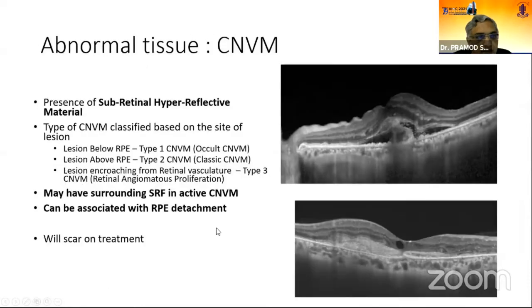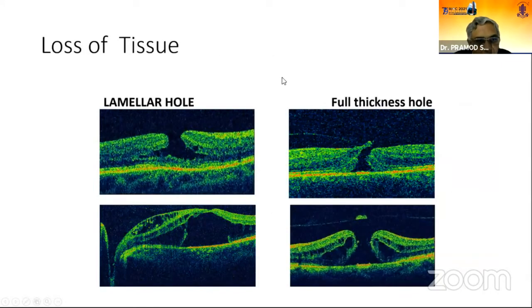fluid around it. Abnormal tissues: when you talk typically of choroidal neovascular membrane, you can have a subretinal hyperreflective material. It can be subretinal or sub-RPE depending on the location of the CNVM, and can have surrounding subretinal fluid and also associated RPE detachment. When there is loss of tissue, typically you have a lamellar hole, full thickness hole or outer lamellar hole, and you sometimes have an operculum showing on this scan.